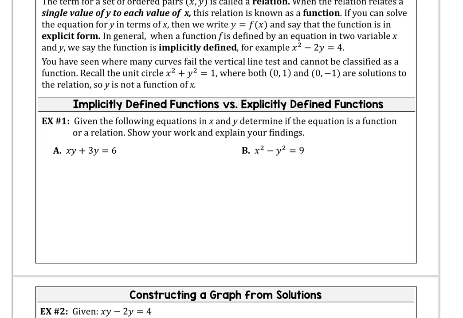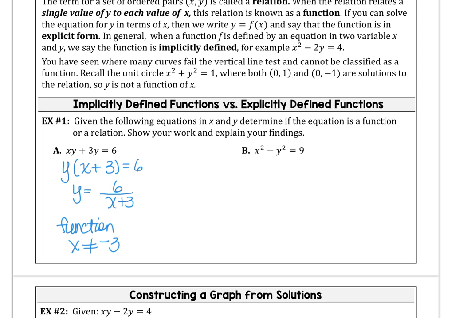We have xy plus 3y equals 6. In this case, it's possible to factor out y as a common factor in the first two terms. And then when we solve for y in terms of x, we have a rational function, 6 divided by the quantity x plus 3. This is a function as long as we don't allow x to be -3. -3 is a vertical asymptote for that function.